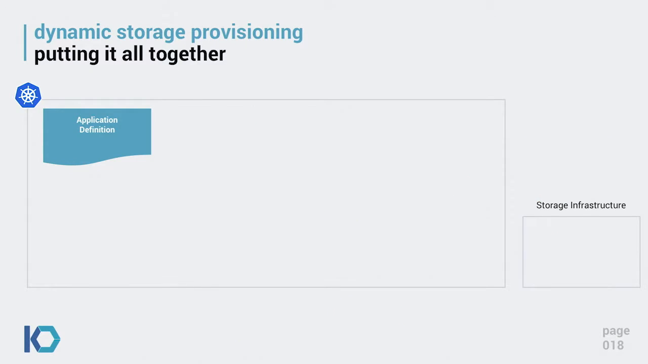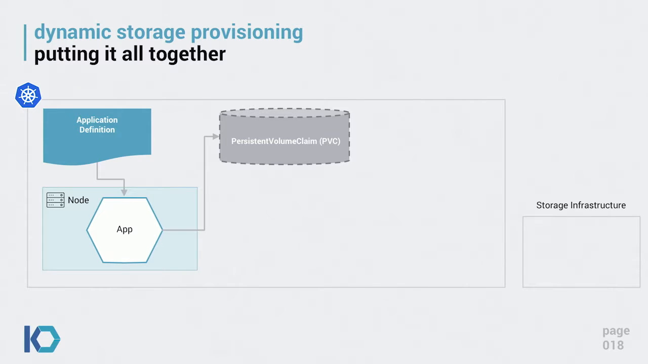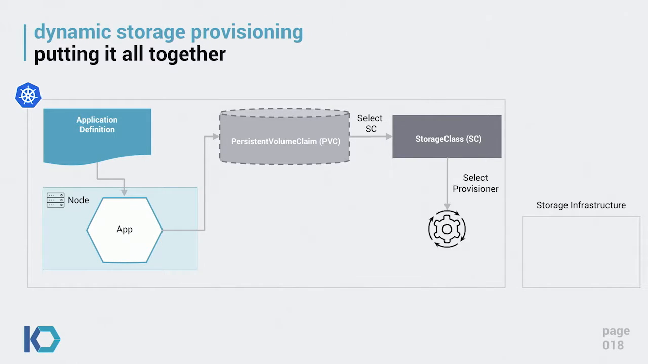Okay, good. So let's see how it works all together. We have our application definition, the one I showed in the previous slide. We submit that to Kubernetes. Kubernetes decides to schedule this application on a node. It turns out that the application definition has a reference to a persistent volume claim. Kubernetes sees this. It also sees that the persistent volume claim references a storage class. With that, it selects which storage provider, the provisioner, will be used to provision the storage. The storage provisioner takes the information from the storage class and the persistent volume claim, talks to the storage device, and provisions the storage for the application.